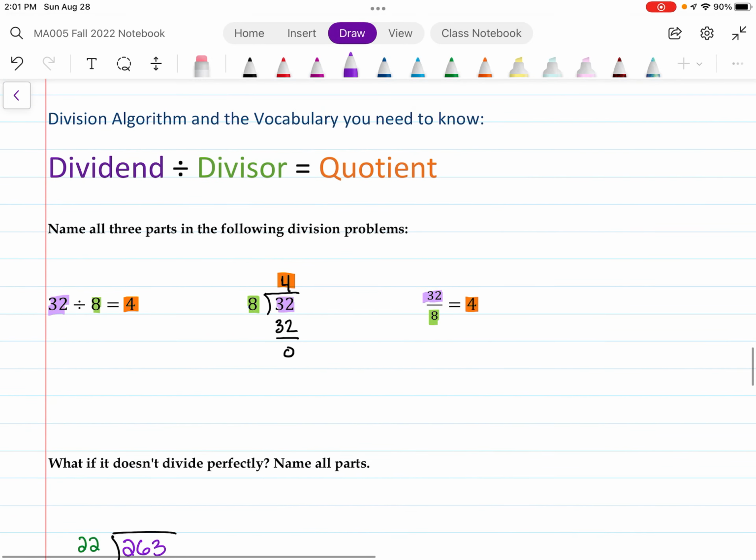All right, the division algorithm and vocabulary you need to know. Okay, so when we talk about division, we've got the dividend divided by what we call the divisor, and the thing that it equals is the quotient. So I have color-coded all of these in 3 different ways. So we're using the division symbol, using the other division symbol, and using the fraction bar. Okay, so the purple one is the dividend. The green one is the divisor. And the orange one is the quotient. The answer is the quotient. The thing we're dividing into is the dividend, the purple. And the thing we're dividing by is the divisor, that's green.